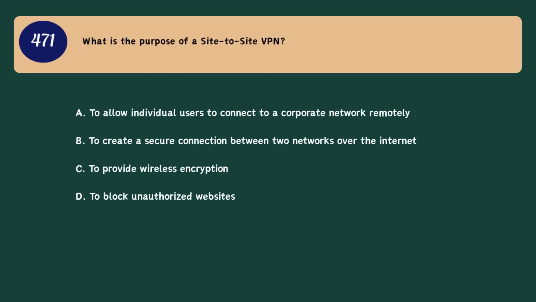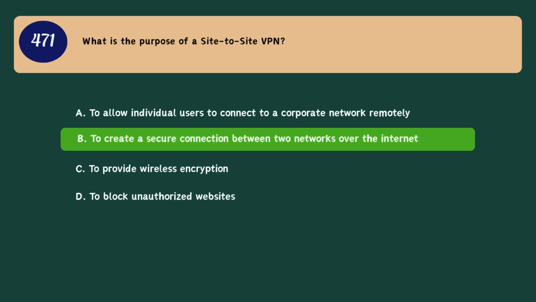Question 471. What is the purpose of a site-to-site VPN? A. To allow individual users to connect to a corporate network remotely. B. To create a secure connection between two networks over the Internet. C. To provide wireless encryption. D. To block unauthorized websites.